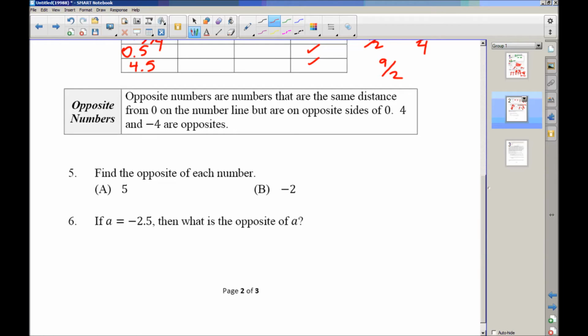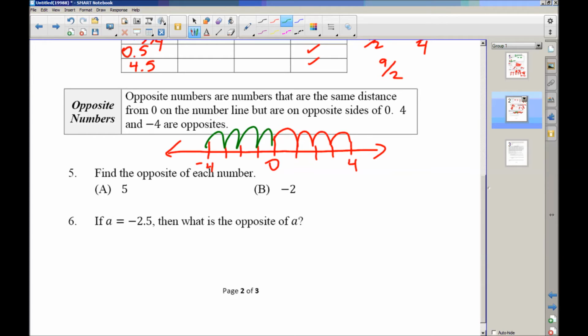Opposite numbers. Opposite numbers are numbers that are the same distance from 0 on the number line, but are on the opposite sides of 0. For instance, 4 and negative 4 are opposite numbers. Because here is 0, 1, 2, 3, 4. 1, 2, 3, negative 4. So these are both 4 steps from 0. Okay? So they are the same distance. 1, 2, 3, 4. Or on this side, we could count 1, 2, 3, 4. So in both cases, they're the same distance. So 4 and negative 4 are opposites.